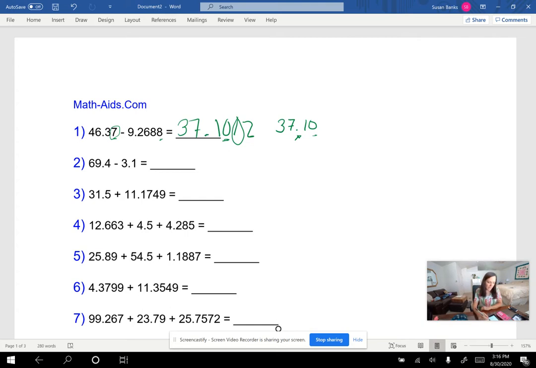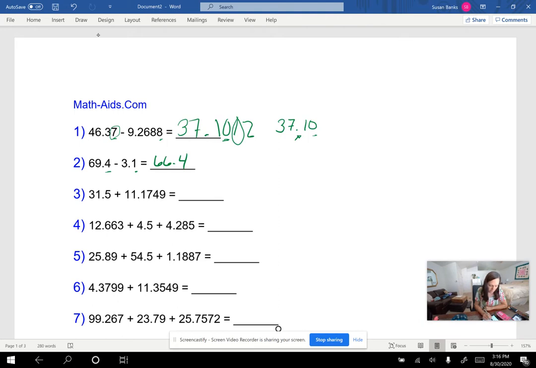Okay, so let's look at this next one. I've got 69.4 to the tenths, and this is also to the tenths. So I'm going to just keep it at the tenths. So 69.4 minus 3.1 will give me 66.3. And I probably should not have even used my calculator.